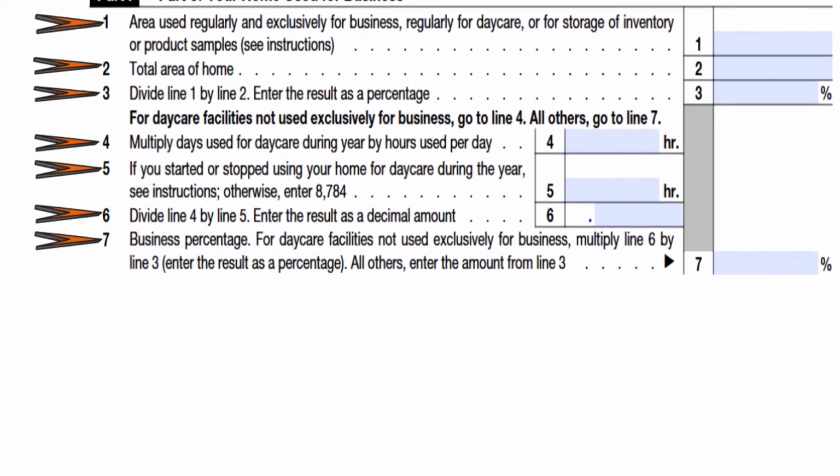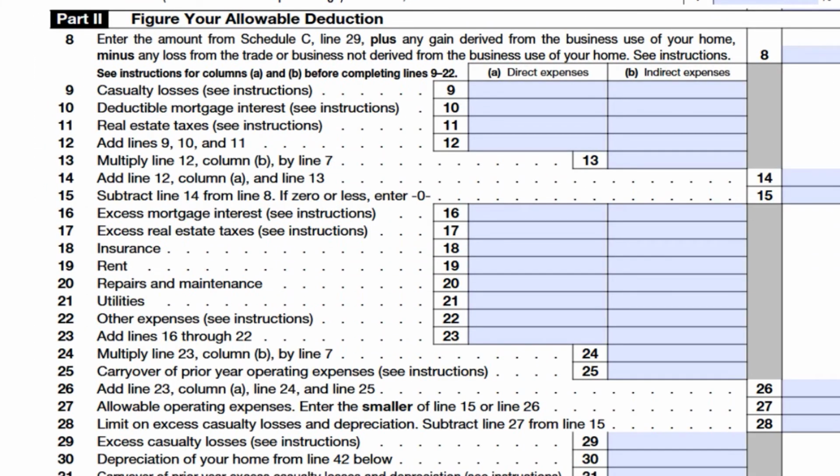Now let's go to part 2. Part 2 here, this is where you figure your allowable deduction. And line 8, generally you will enter the value of line 29 from your Schedule C here. However, if you had any capital gains or losses from your home office, you'll have to take those into account here. If you work from home as well as at another location, such as a co-working space, you should enter the percentage of line 7 from your Schedule C that represents the percentage of your income that you earn at home. And if you need help with this, the IRS on their website has specific instructions for this section.